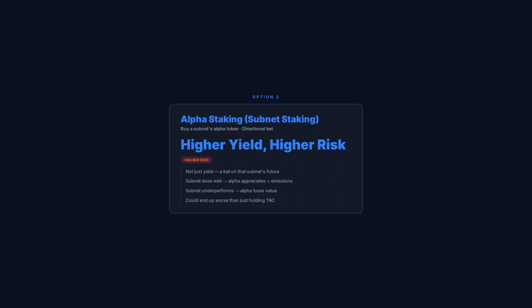This is where it gets more interesting and more risky. When you stake on a specific subnet, you are buying that subnet's alpha token and locking it. This is not just earning yield, it is making a directional bet on that subnet.